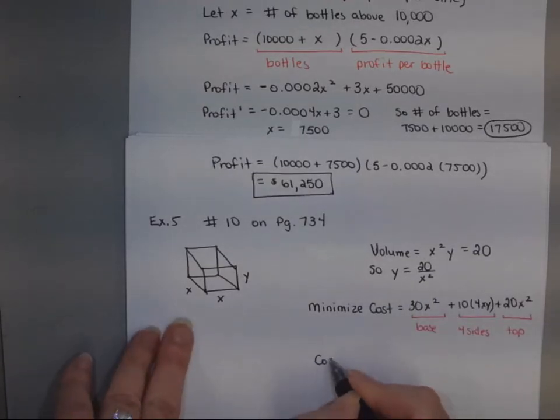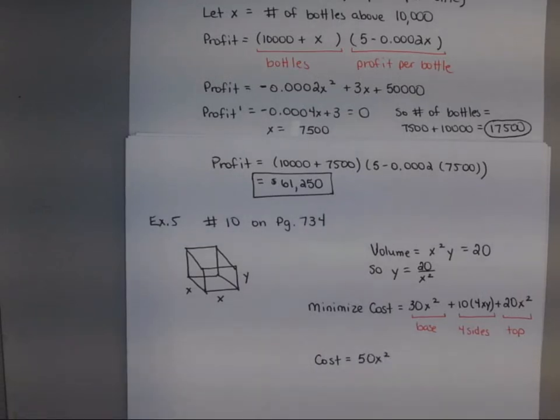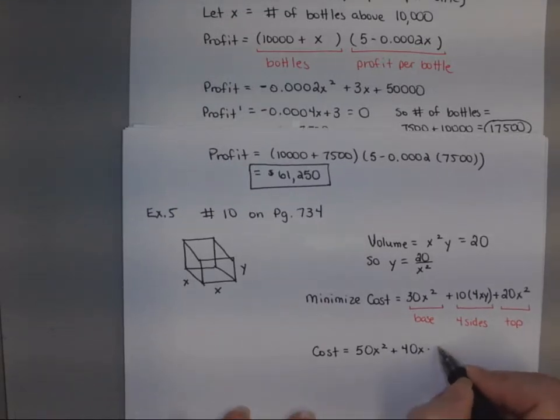So now I have a cost of, I'm going to combine like terms, 50x squared, right? Because 20 plus 30 is 50. And then I've got plus 40x, but then instead of y, I'm going to insert what y is, which is 20 over x squared.